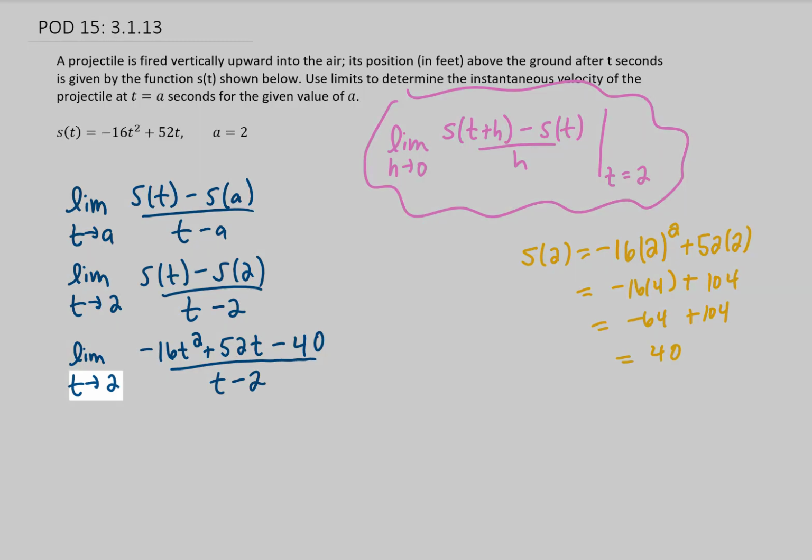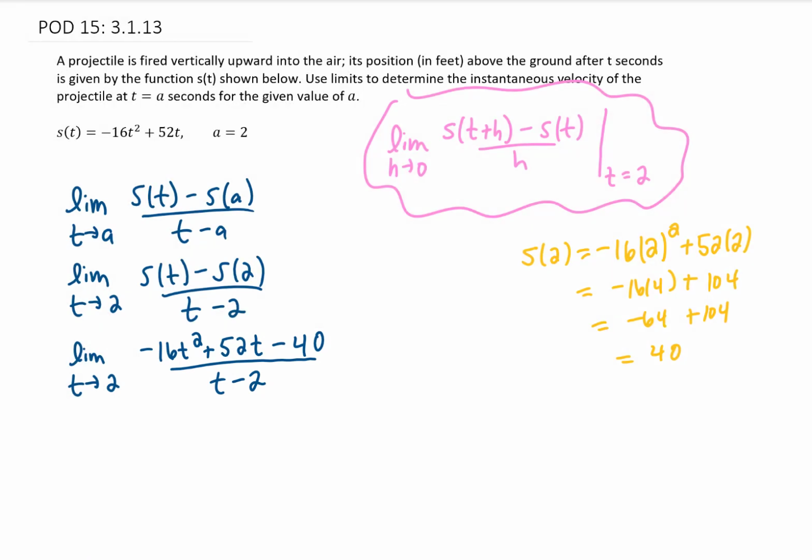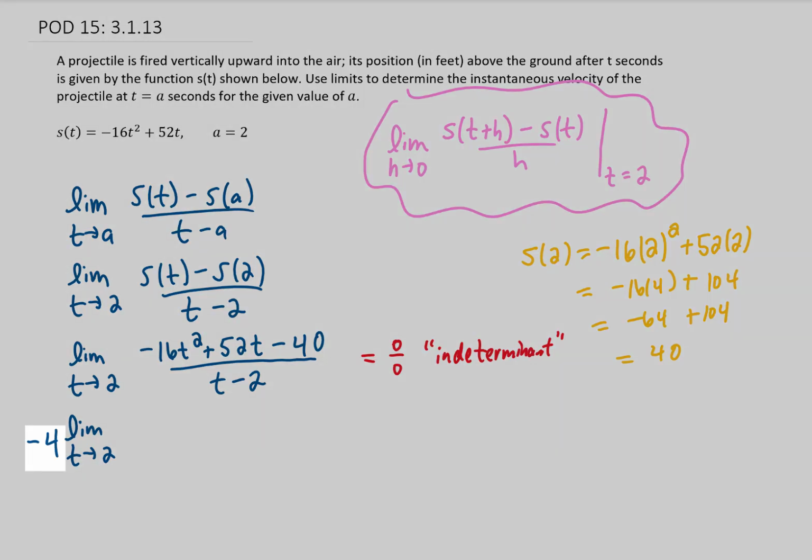Now, if we try to plug t equals 2 into this expression here to find our limit, we're going to get an indeterminate form of 0 over 0. So our only choice is to do some algebra so that we can cancel this t minus 2 out of the denominator. That's going to mean factoring the numerator. The first thing that I'm going to do is factor a negative 4 out of every single term in the numerator, and I'm going to pull that out in front of our limit.